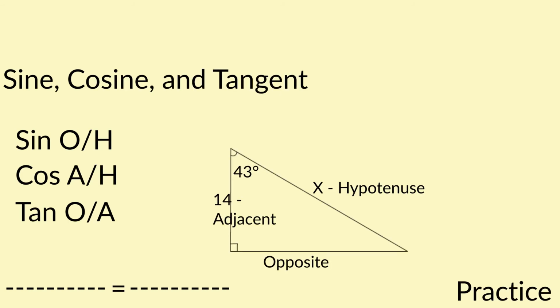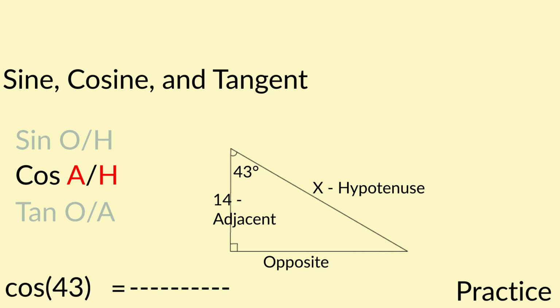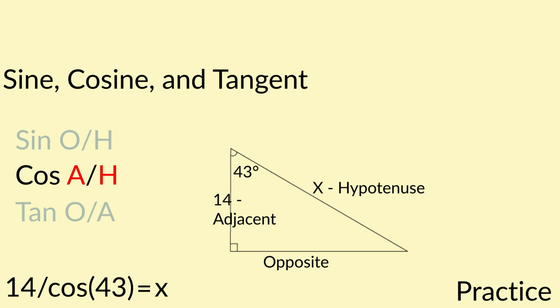For this triangle, we have the adjacent and we need the hypotenuse. Looking at SOH CAH TOA, we know we need cosine. In this case, we'd start with cosine 43, which is our angle. Then we'd put the adjacent over the hypotenuse. Since the adjacent is 14 and the hypotenuse is unknown, we would write 14 over x. Since x is the denominator this time, when isolating x, you end up with 14 over cosine 43.